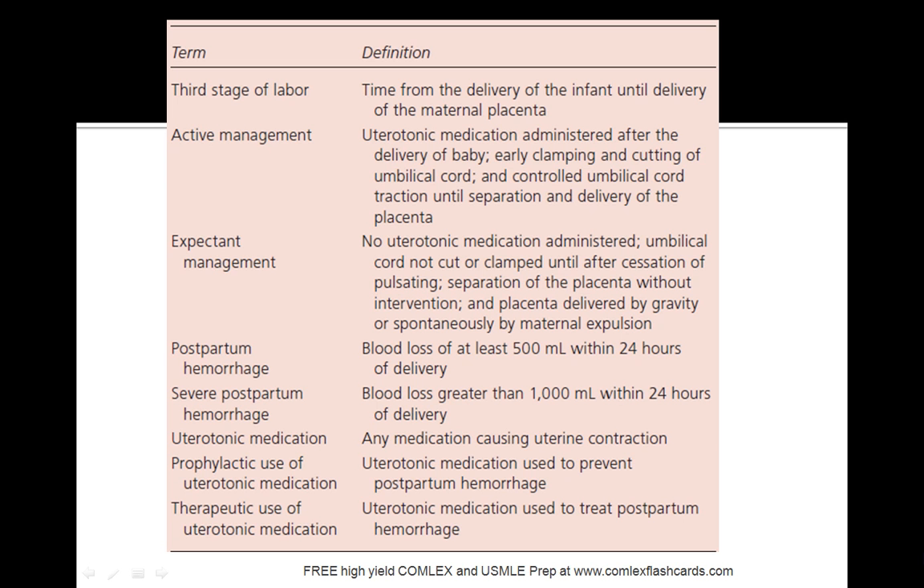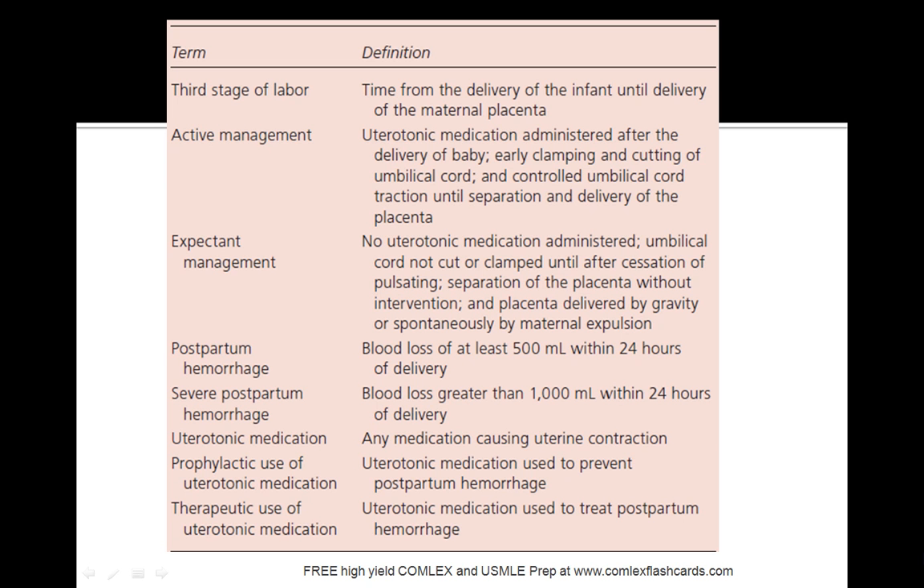Now let's review some key terms as we analyze postpartum hemorrhage in detail. What is the third stage of labor? This is the time from the delivery of the infant until the delivery of the maternal placenta. And what is active management? Active management involves uterotonic medication administration after delivery of the baby, early clamping and cutting of the umbilical cord, and controlled umbilical cord traction until separation and delivery of the placenta.